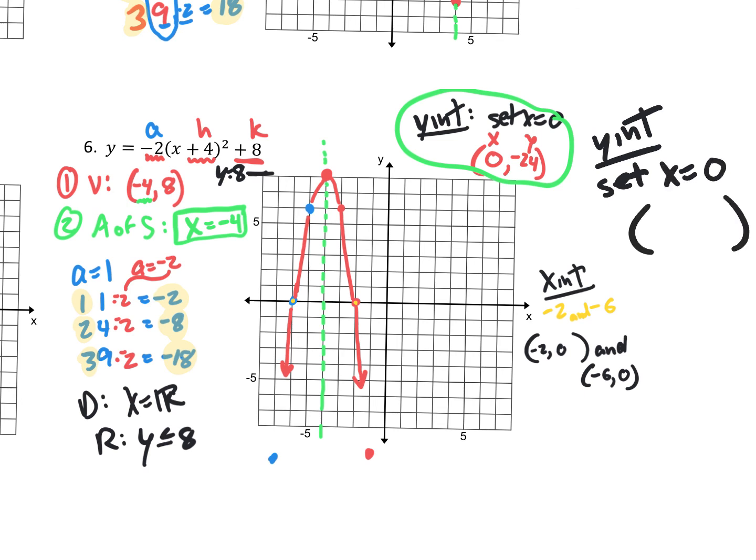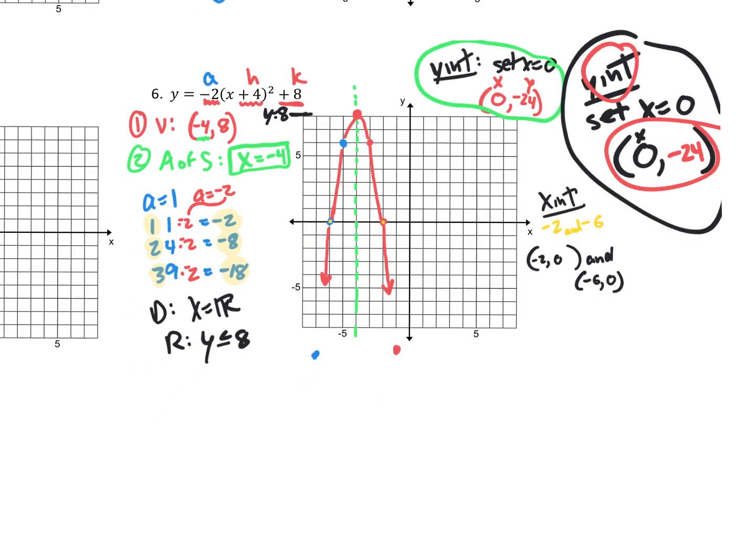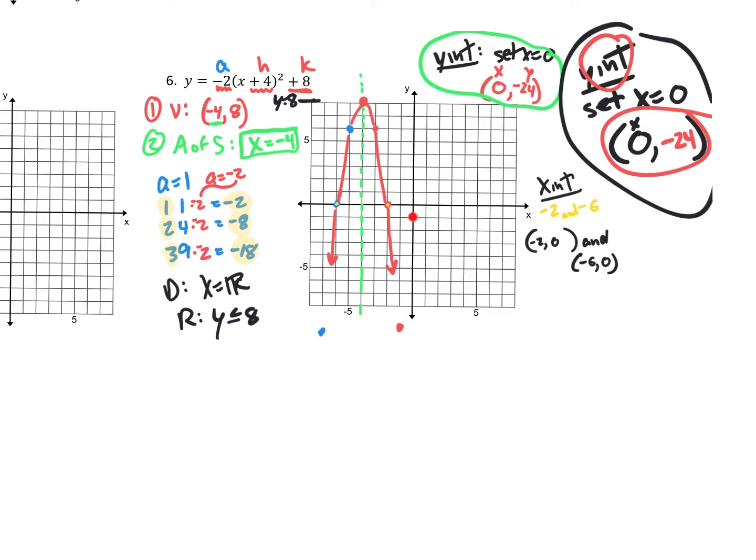So for your y-intercept, that'll be the coordinate. The x value will be 0. What is the y value? Let's plug in 0 for x and solve this algebraically. 0 plus 4 is 4. 4 squared is 16. 16 times -2 is -32, and -32 plus 8 is -24. So the y-intercept will be at 0, -24. Think about that, guys. 0 on the x, -24 on the y. It's going to be way down here where it crosses 0, -24.